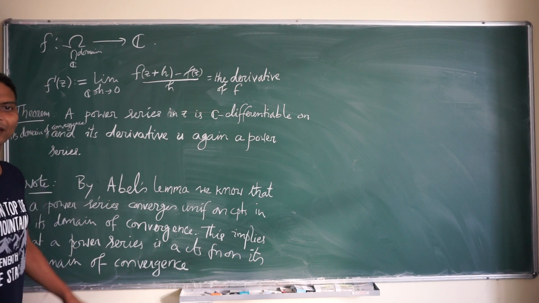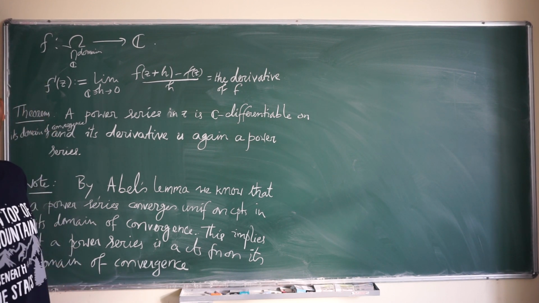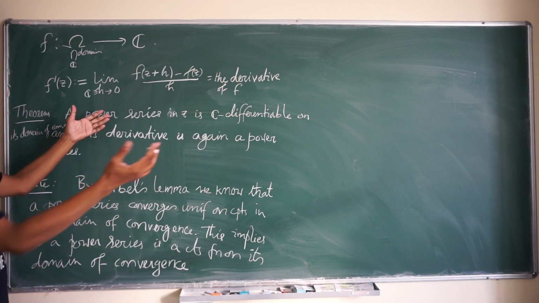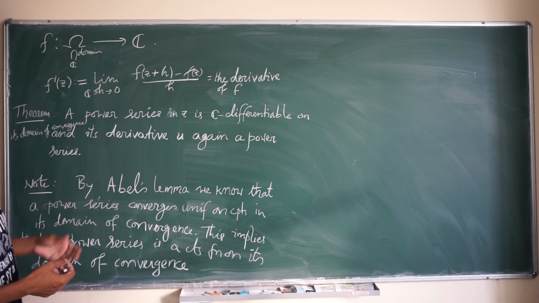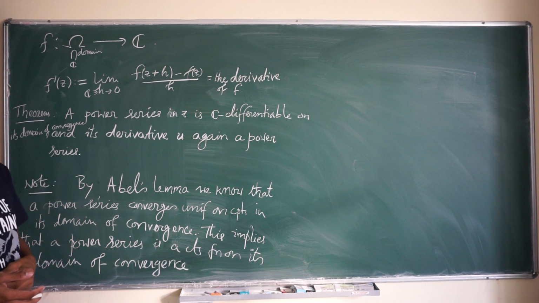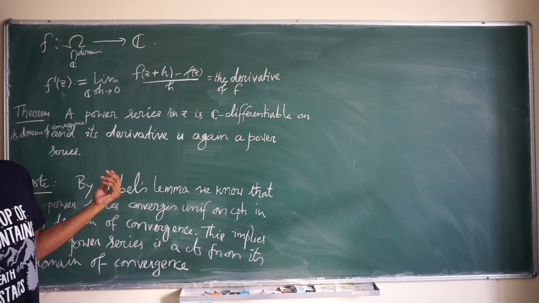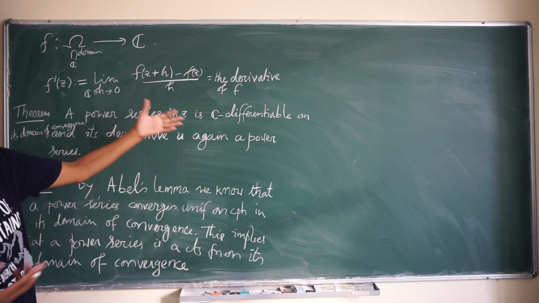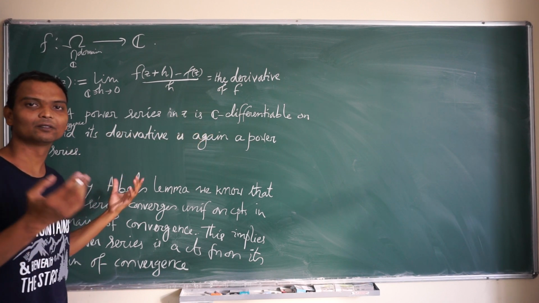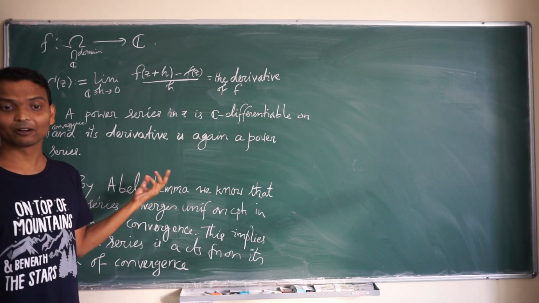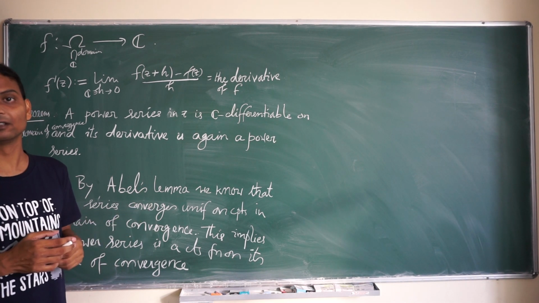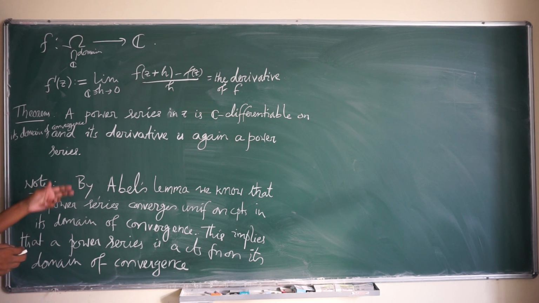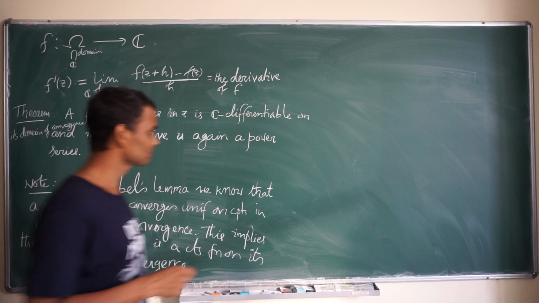Sometimes one-liners are quite useful to remember things: the power series is C differentiable and its derivative is again a power series. Of course we need to make things precise. Where is it C differentiable? On its domain of convergence. We cannot talk about differentiability if the power series diverges. There is no question in that. Alright, so now we'll prove this.